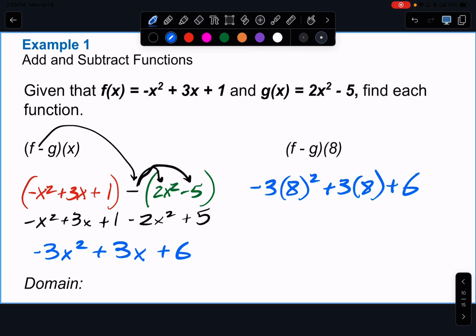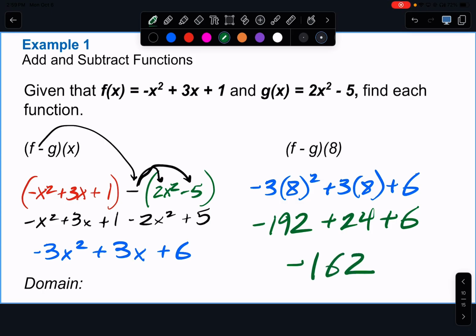So our final equation is going to be negative 3x squared plus 3x plus 6. Then when we plug it in, we have that. One thing I have to remind you about, and I've done this every class today, is order of operations. We have to do that exponent first, so we have to do 8 squared. That squared is only attached to the 8, not the 3 and the 8. If it looked like this, and all of that was in the parentheses, then it would apply to that whole sum, which would be negative 24, and then you would square that. But in this case, we have to do 8 squared, which is 64, times negative 3, which is negative 192, plus 24 plus 6, which gives us a negative 162 for our answer.